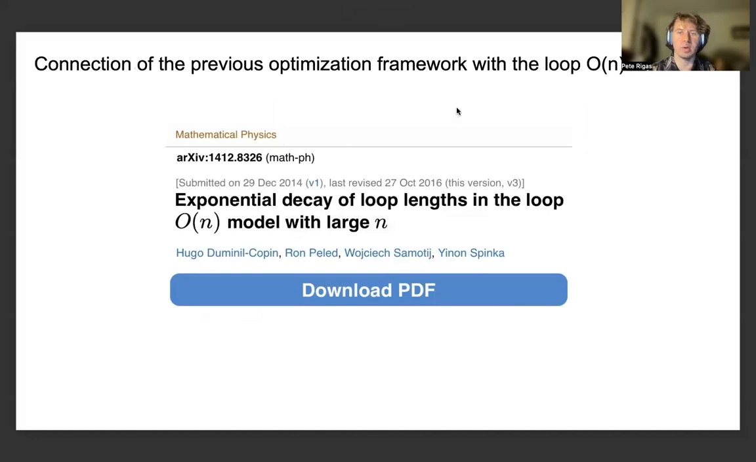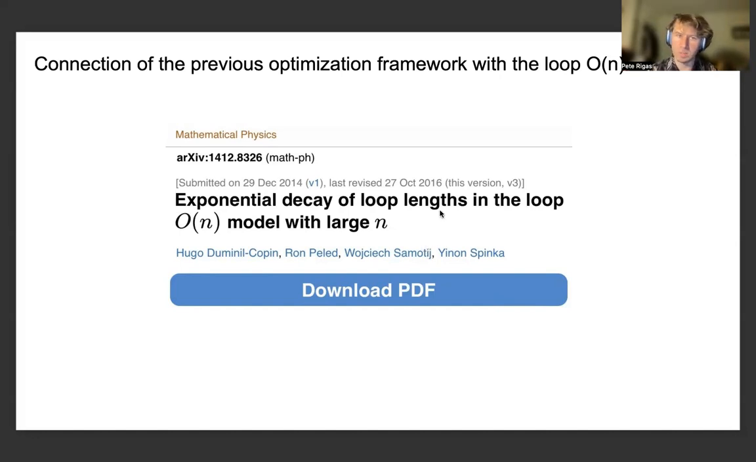And the connection of the previous optimization framework is perhaps most clearly shown from a previous paper on the loop O(n) model, which comes up from statistical mechanics due to Duminil-Copin, Peled, Samotij, and Spinka, in which their work on the loop O(n) model establishes a direct mapping between the loop O(n) model and the Potts model, which can help us apply the GOC framework to a larger variety of spin systems, and hence realize a larger variety of optimization problems, which can help us analyze different types of paths that robots can assume, rather than the sidewinding hexapod robot in the contact patterns that it assumes.